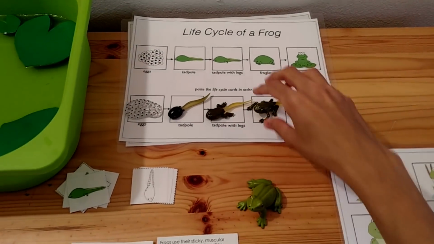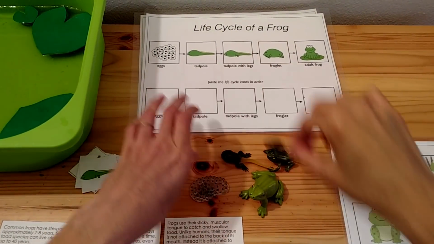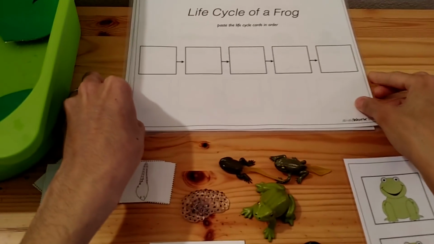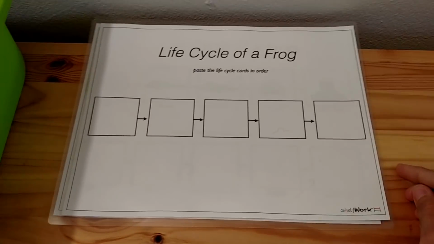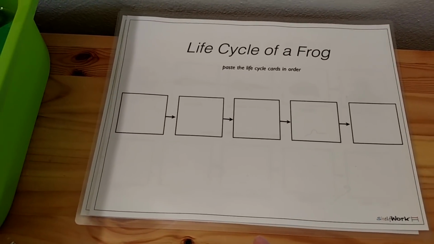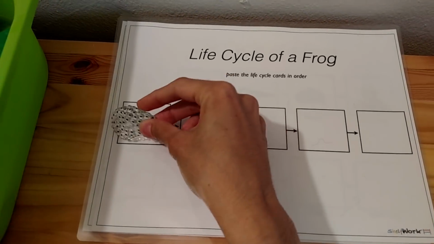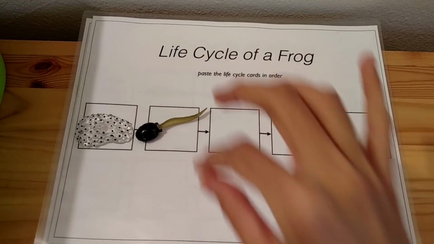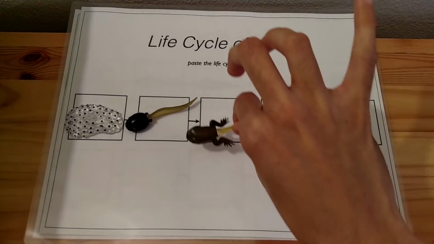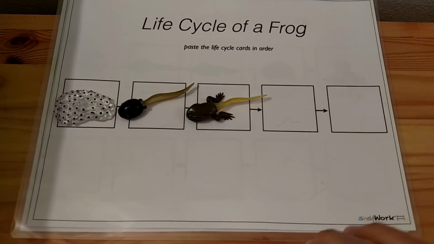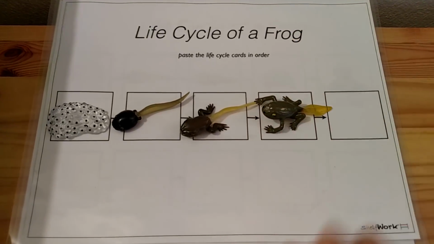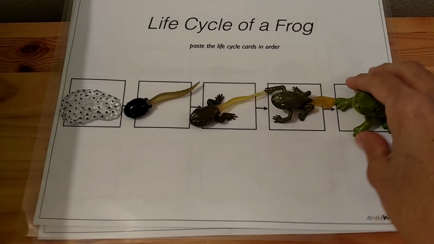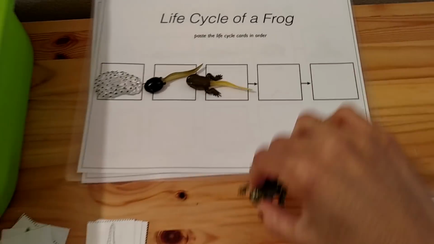Once they have learned, you want to give them a bit of a challenge, and have them do a life cycle printable without any visual aids. Then they will have to line up everything, where it goes, what goes first. Eggs, then what comes next? Tadpole. Tadpole with legs. Froglet. And then adult frog. I think this is a really fun way to teach children about the life cycle of a frog.